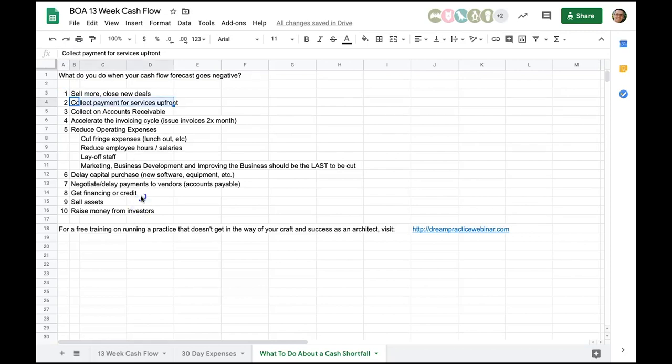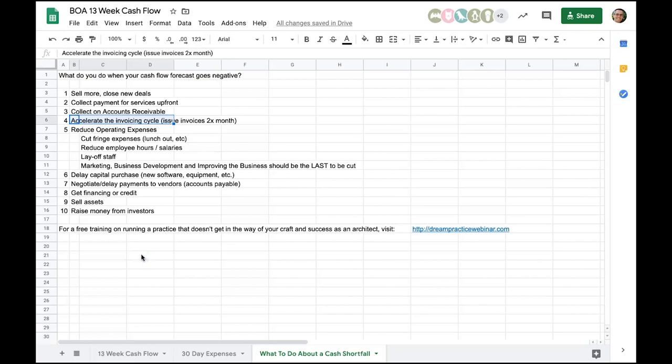Number three, you can call up any outstanding accounts receivable. You can call up people that owe you money and try to collect on that, right? That'll bring in cash. Number four, you can accelerate the invoicing cycle. Instead of sending out invoices once a month, you can send them out twice a month. This is going to speed up the way cash is coming into your business.